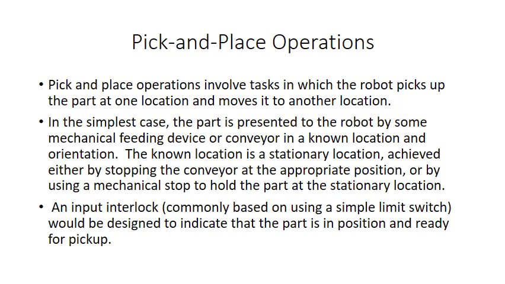Now, pick and place operations. Pick and place operations involve tasks in which the robot picks up the part at one location and moves it to another location. In the simplest case, the part is presented to the robot by some mechanical feeding device or conveyor in a known location and orientation. The known location is a stationary location, achieved either by stopping the conveyor at the appropriate position or by using a mechanical stop to hold the part at the stationary location.